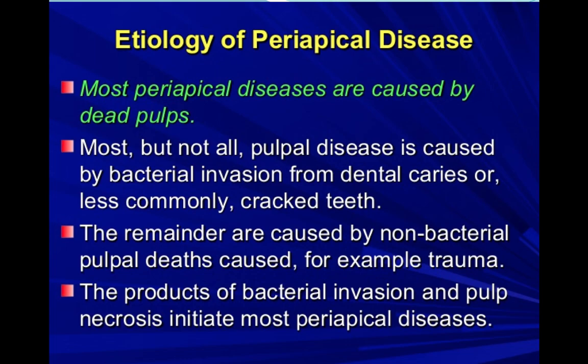Etiology of periapical disease. Most periapical diseases are caused by diseased pulps. Most but not all pulpal disease is caused by bacterial invasion from dental caries or, less commonly, cracked teeth. The remainder are caused by non-bacterial pulpal disease, caused, for example, by trauma. The products of bacterial invasion and pulp necrosis initiate most periapical disease.